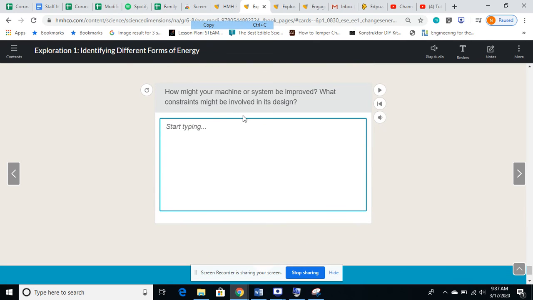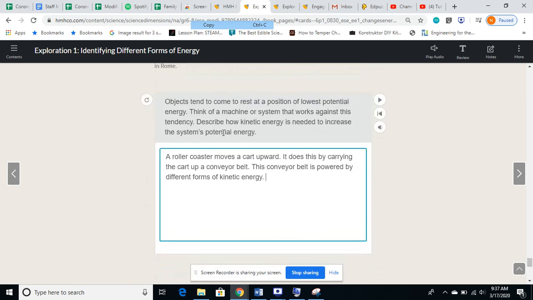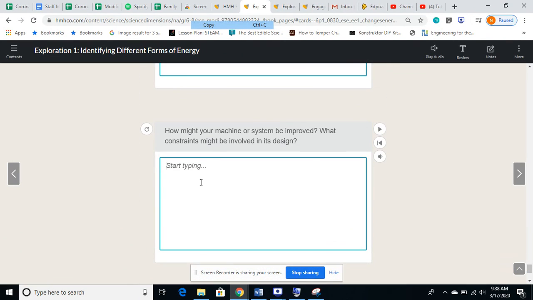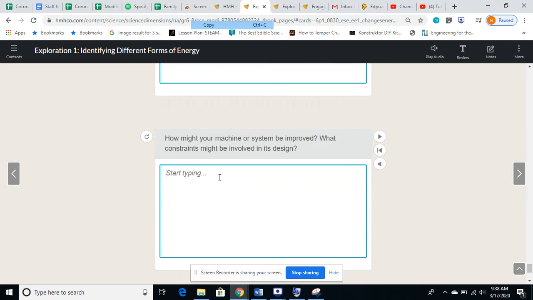Might your machine or system be improved? What constraints might be involved in its design? So if I'm designing a roller coaster, I need to make sure that I don't waste as much energy. That's why you usually only see on roller coasters the highest hill is the first one, because you don't need to use any energy after that first one. You just use potential and kinetic energy over and over again.